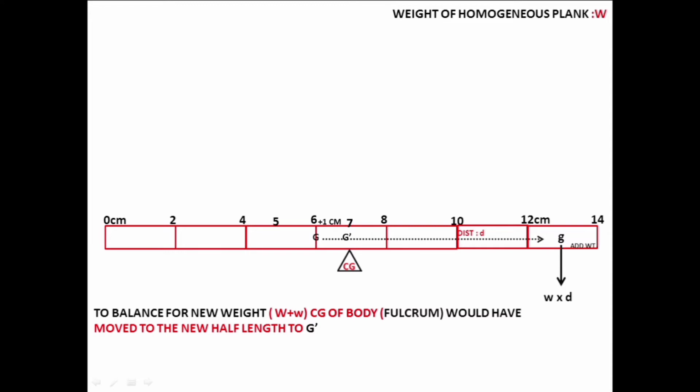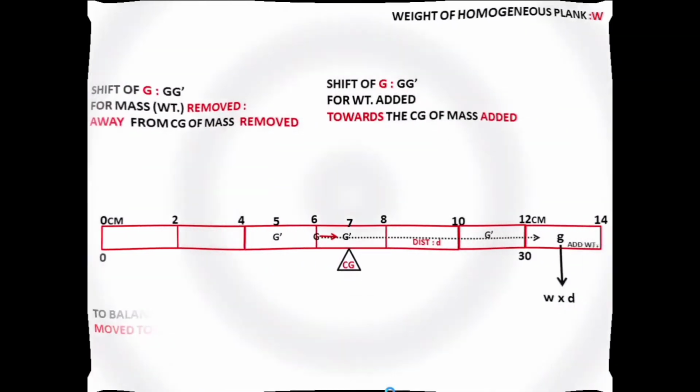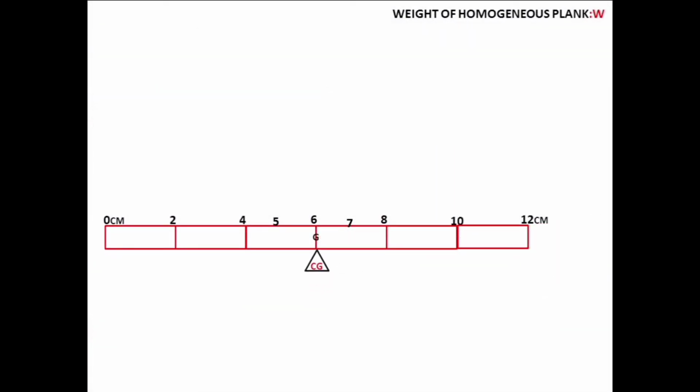So what we have seen here is that when we add weight, the center of gravity moves towards the weight loaded. This is something we should always remember: when weights are added, the center of gravity goes towards that side, and if weights are discharged, it goes away from there. And in this example, we have a scale of 12 centimeters here.